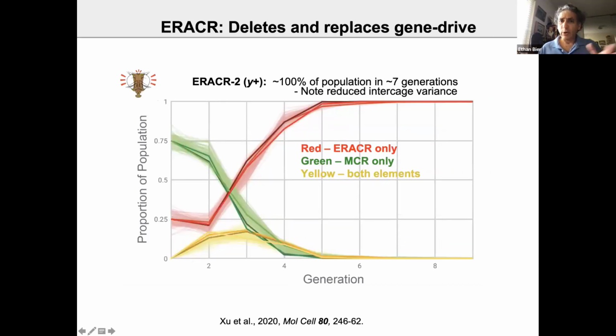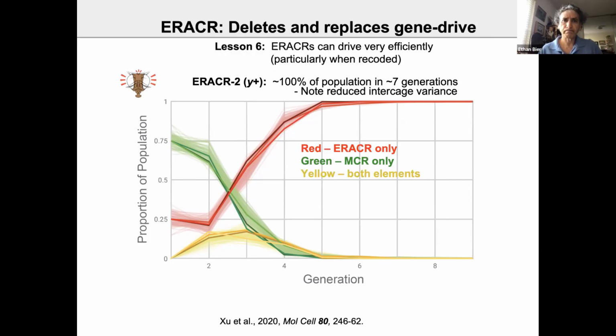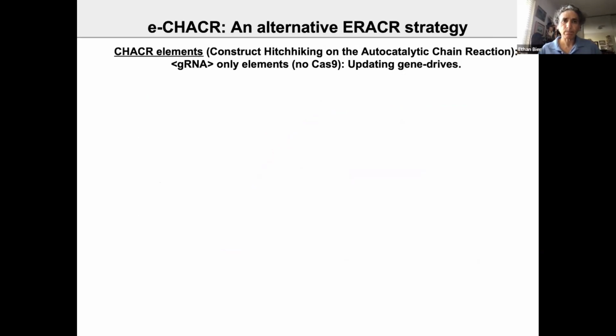But when you look at it, when you have these 2 selections, it is much tighter. And the modeling suggests that it should be, because again, what you're looking at is the probability of joint failure of 2 independent processes, the drive process on the one hand and the selection for yellow on the other hand. And because they're totally independent mechanisms, you get this sort of cooperative reduction in variance. And so that's an important thing. That means that the performance is more reliable. So erasers can drive very efficiently, particularly when recoded, where you have this dual drive capacity.